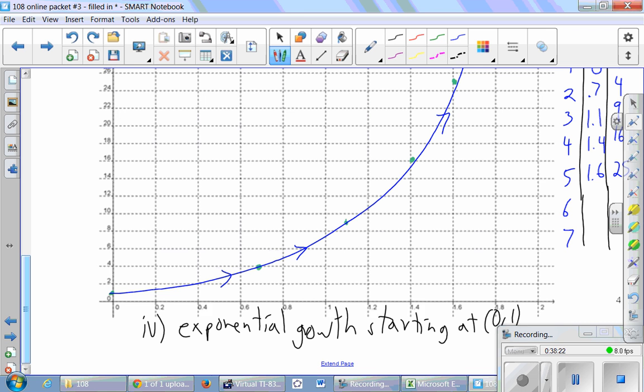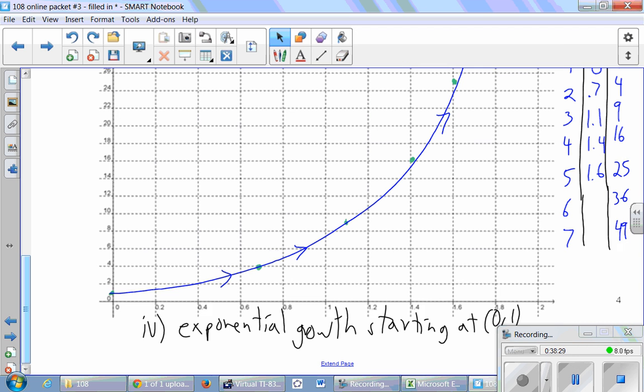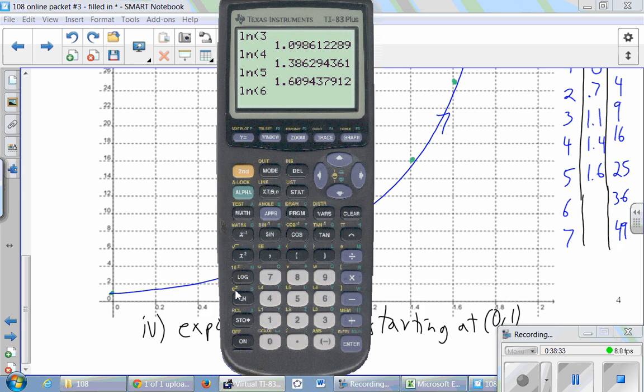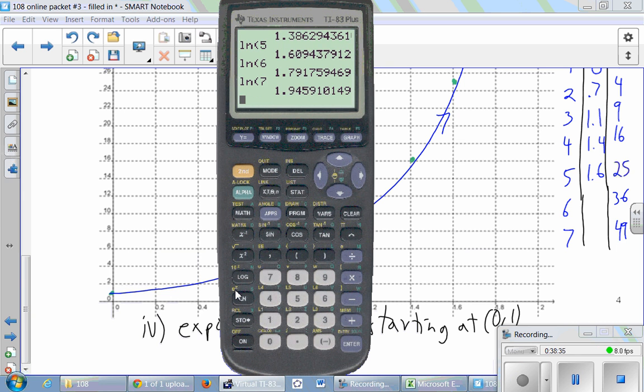Okay, so if we plug 6 in and square it, we'll get 36, and then 7 squared is 49. And let's do just a couple more of these ln's here. So ln 6 and ln 7. So 1.8, 1.9.